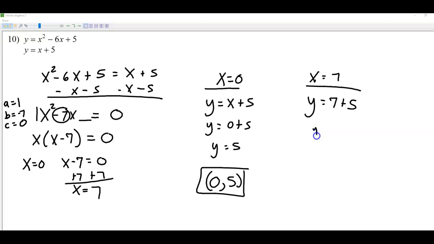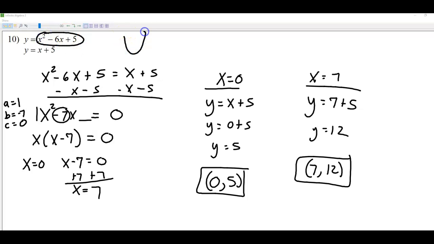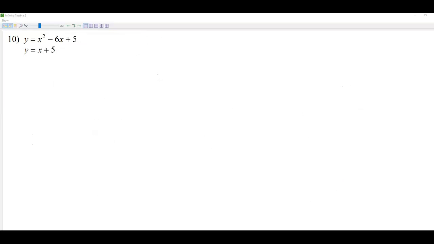Plugging in 7, I get 12. And that's the other point where these two lines intersect. On this one, it's not two parabolas crossing. It's a parabola and a straight line crossing each other. But nevertheless, we still have two places where they intersect. And so that would be the solution.